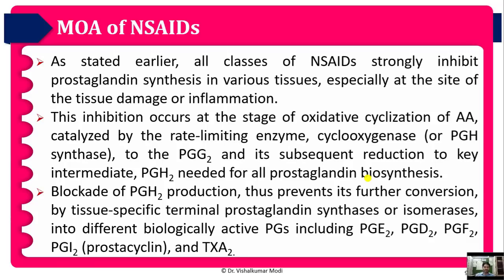This inhibition occurs at the stage of oxidative cyclization of arachidonic acid catalyzed by the rate limiting enzyme COX or PGH synthase to PGG2 and its subsequent reduction to the key intermediate prostaglandin H2 required for all prostaglandin biosynthesis. Blockade of prostaglandin H2 production thus prevents its further conversion by tissue specific terminal prostaglandin synthase or isomerase into different biologically active prostaglandins including PGE2, PGD2, PGF2, PGI2 and thromboxane A2.